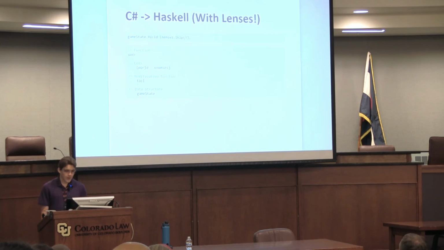For the third line, we are dropping the first element from the world's list of enemies. In C# with LINQ, we would write that as Skip(1). In Haskell, we simply know this as tail. So again, we're applying a function, and over is what we're looking for. Our lens is the composition of world and enemies. Our modification function, like we've said, is tail, and our data structure is some game state. And again, this returns a modified game state.